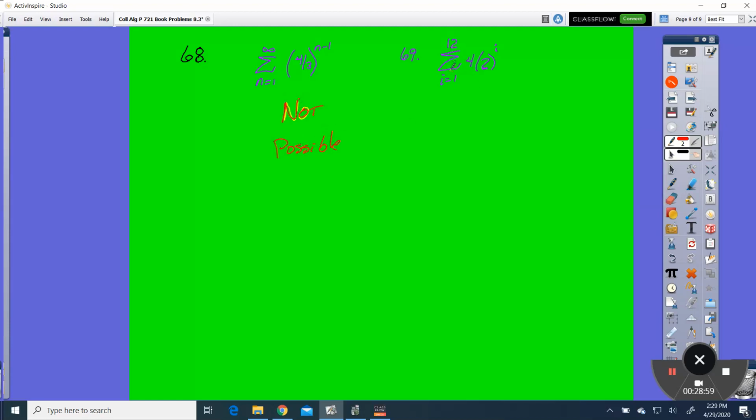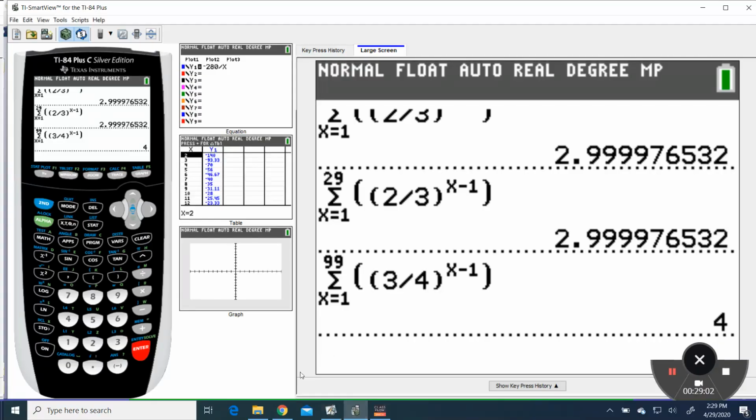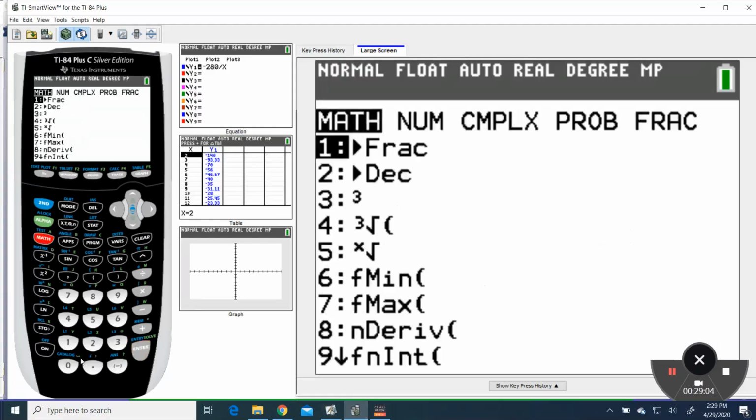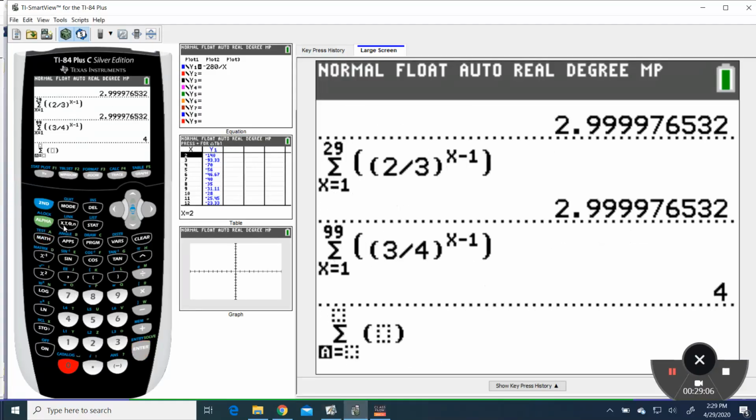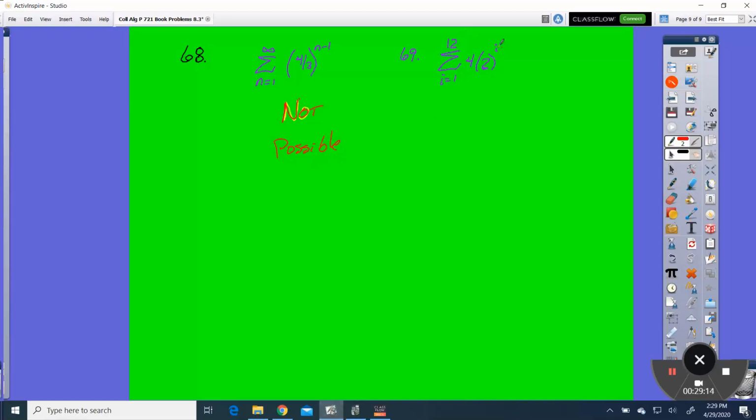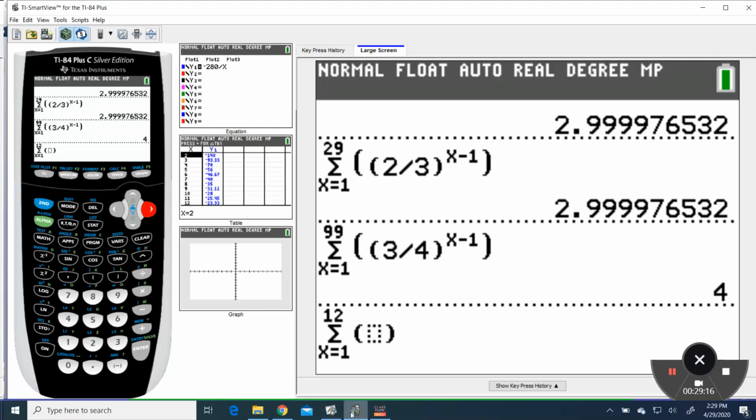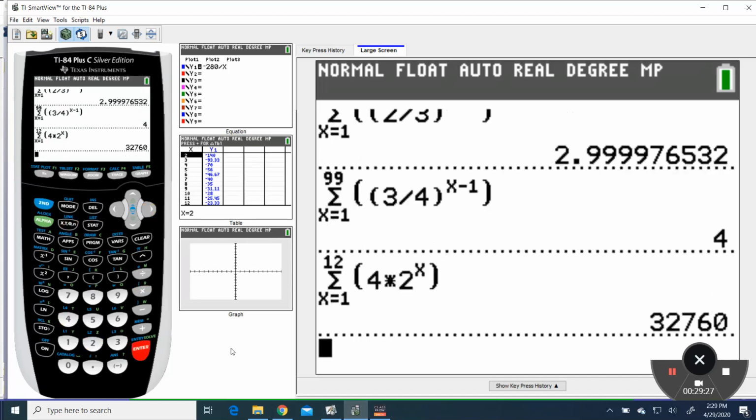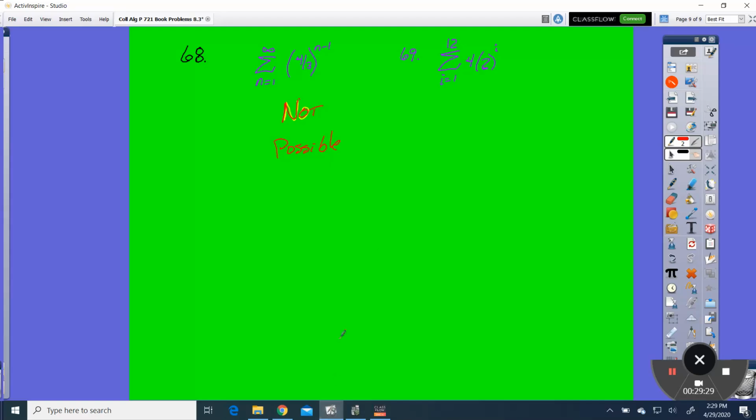69. So we're back to the same thing. So I just come to my calculator. Math, 0, x, 1, 12, 4 times 2 to the x. Remember, I changed all my i's to x's. And I hit enter. 32,760.